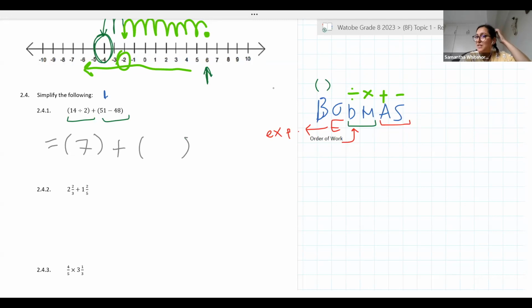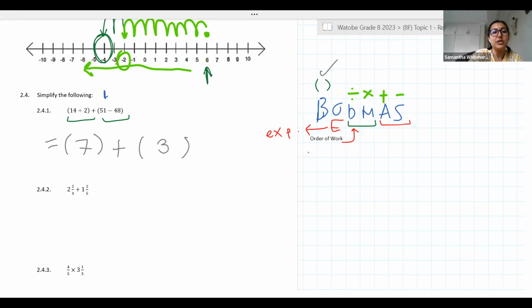So what is 51 minus 48? Now, again, if you need a little number line, draw a little number line for yourself. Do it on a calculator or do it in your head. I don't really mind. Taklani, what is 51 minus 48? 51 minus 48 is 3. Excellent. Well done. So guys, that is the brackets part of my expression done.